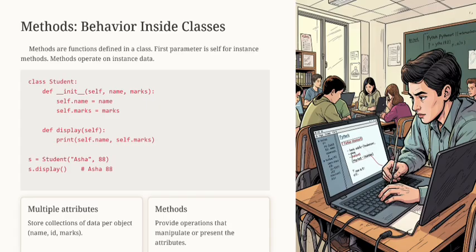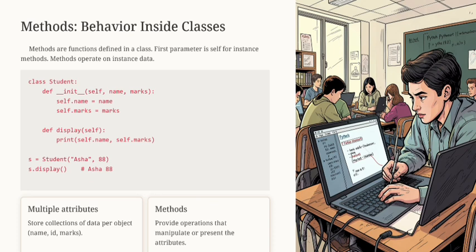Okay, so multiple attributes in objects. An object can contain multiple attributes. For example, an employee object may contain employee ID, name, salary, department. A class allows us to combine all related information together.